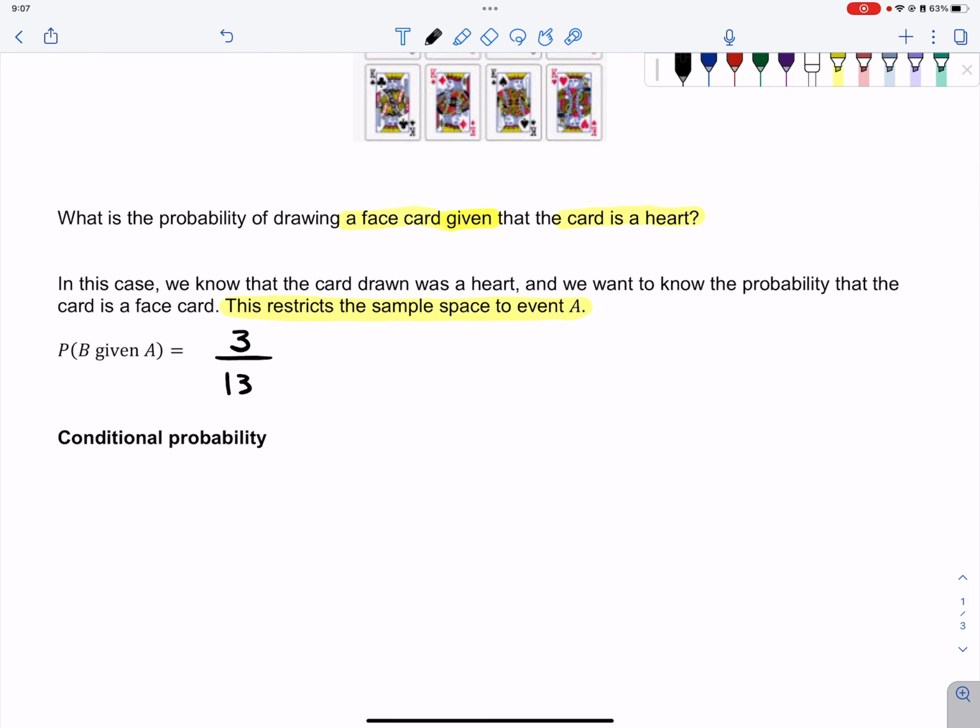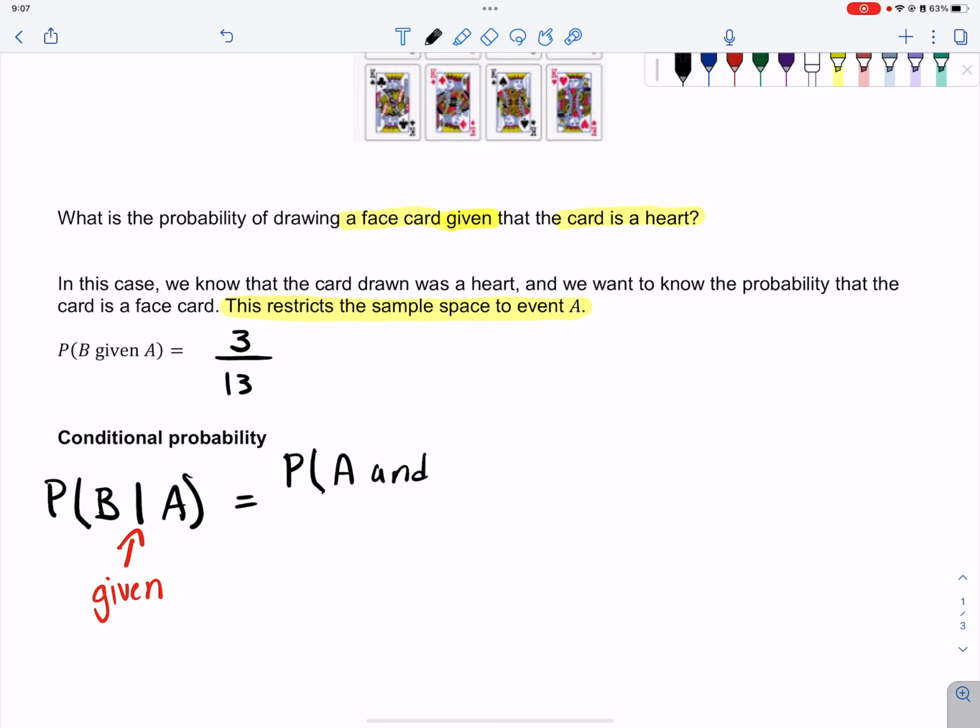So our definition and formula for this, our probability of B, given that A has already happened, and this straight line is our shorthand for given, is equal to our probability of A and B happening, so probability of both of those two events happening at the same time, divided by our probability of A.